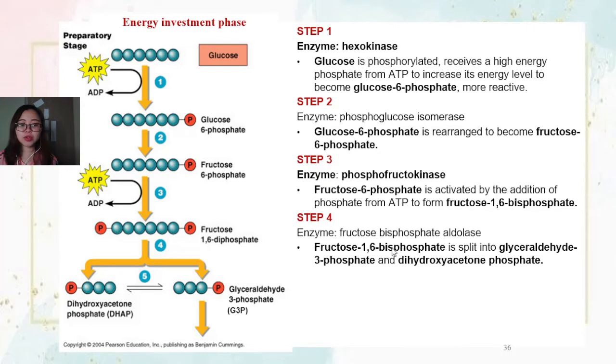So what we're gonna do in step number 4 is fructose 1,6-bisphosphate is split into glyceraldehyde 3-phosphate and dihydroxyacetone phosphate. Secara ringkasnya, apa yang berlaku di step nombor 4 adalah kita akan belah dia di tengah-tengah, aldolase, right? So the function of aldolase is to split things without water. So we split it there, and it's going to form glyceraldehyde 3-phosphate, also known as G3P.